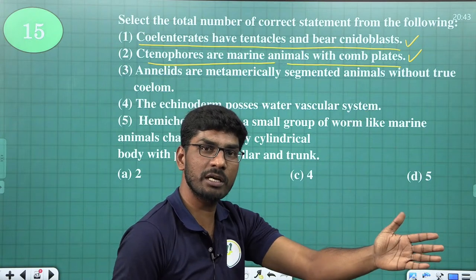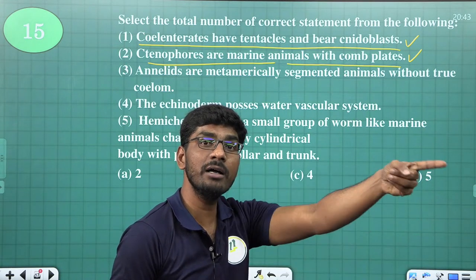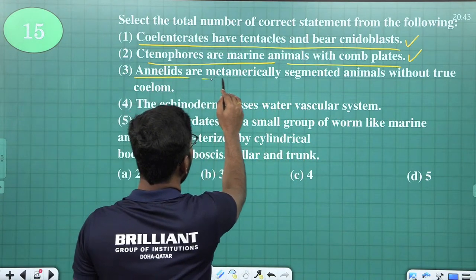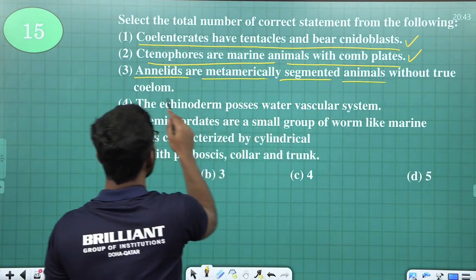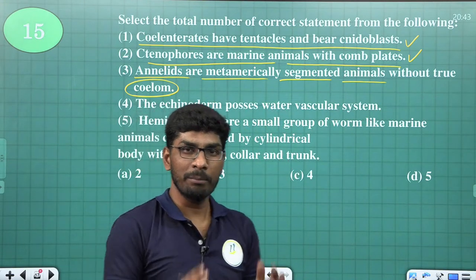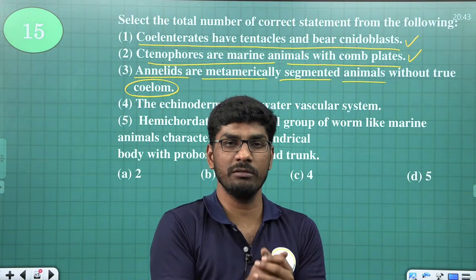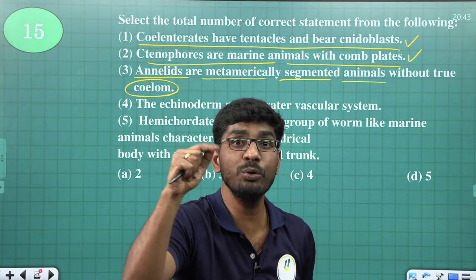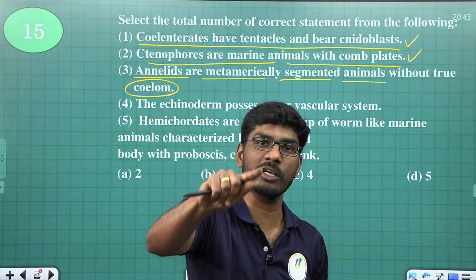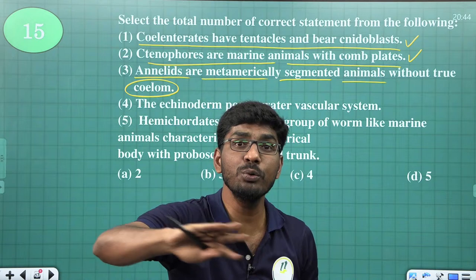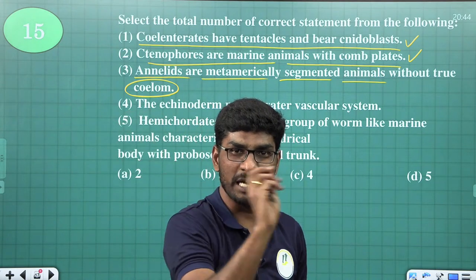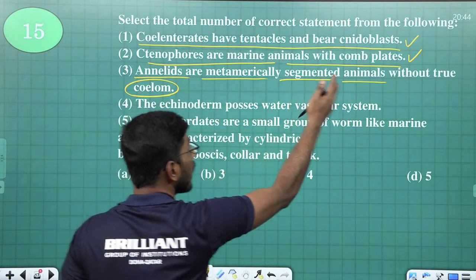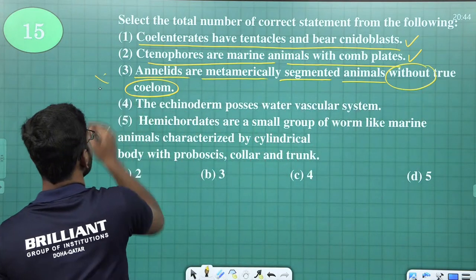Bioluminescence, only sexual reproduction, exclusively marine. Comb jellies and sea walnuts are common names. Pleurobrachia and Ctenoplana, examples. Annelida are metamerically segmented animals without true coelom. Beta, in the class, I clearly mentioned the whole invertebrate phylum. From Annelida, true coelom started. Annelida, arthropoda, mollusca, echinodermata, hemichordata, chordata, true coelom. First 4, acoelomate. 5th, pseudocoelomate. 6th onward to last, true coelom. They have given without a true coelom. So statement 3 is wrong.